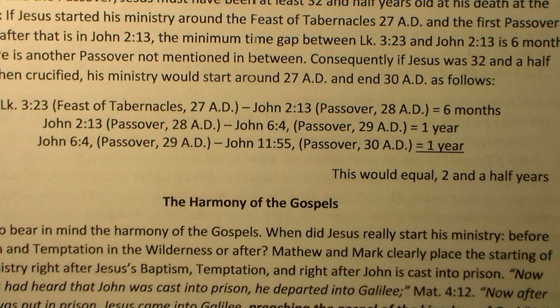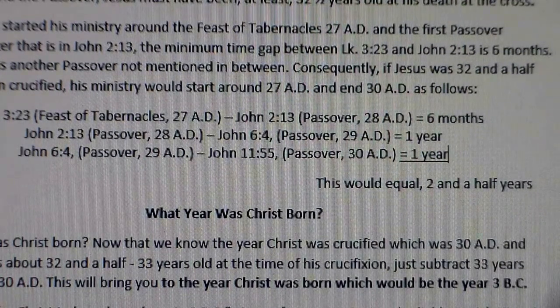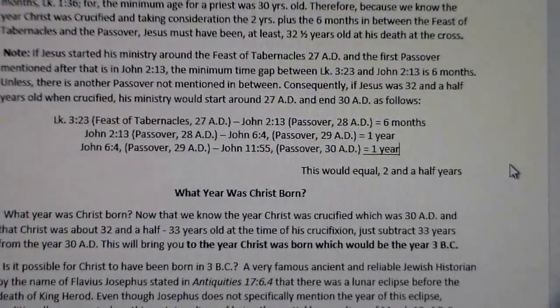So what year was Christ born? Now that we know the year Christ was crucified, which was about 30 AD, and that Christ was about 32 and a half to 33 years old at the time of his crucifixion, the next thing would be to subtract 33 years from the year 30 AD. And that will bring us to the year Christ was born, which would be the year 3 BC. 3 BC is the year that he was born.